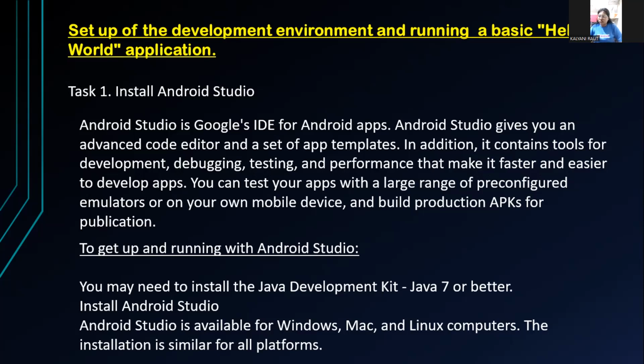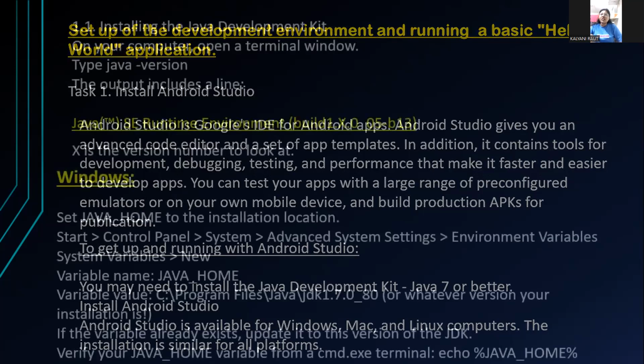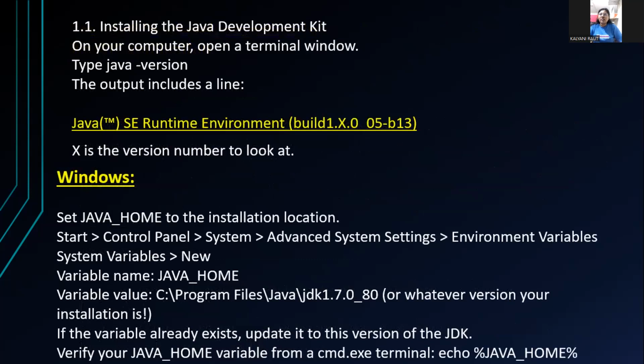So first we need to install the Java Development Kit, then Android Studio. Android Studio is available for Windows, Mac, and Linux operating systems. After installing the Java Development Kit, we need to open a terminal window. There we need to type -version. The output will give the line. As my system has the Windows operating system, I have used Windows.